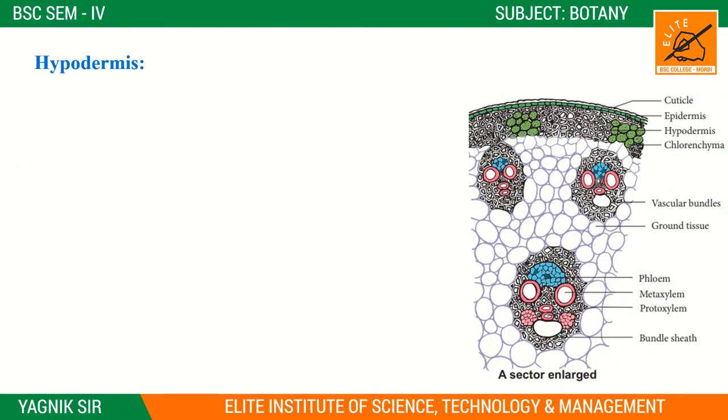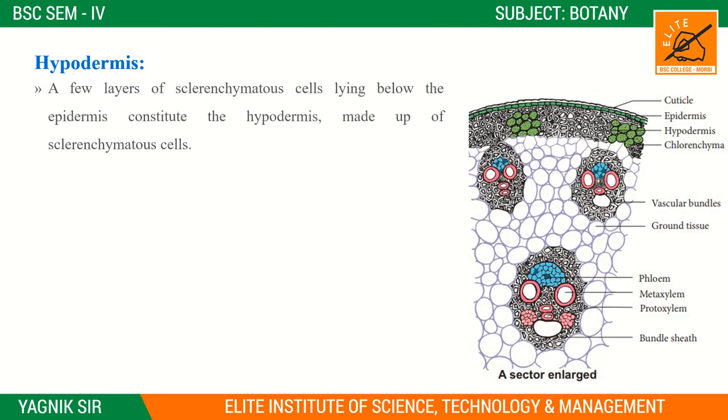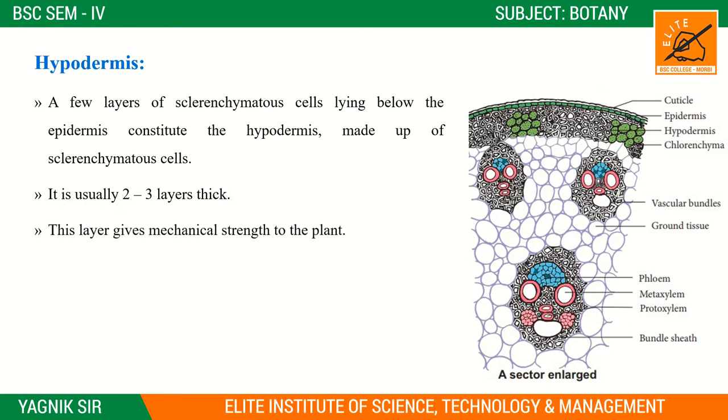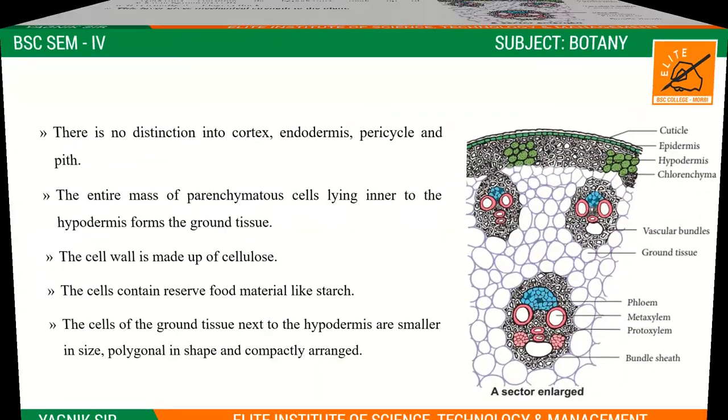Then next one is the hypodermis layer, and the hypodermis layer lies below the epidermis, like a few layers of sclerenchymatous cells lying below the epidermis, constitute the hypodermis. That means the hypodermis is made up of sclerenchymatous cells, and they are usually 2 to 3 layers, right. And these layers give mechanical strength to the plants.